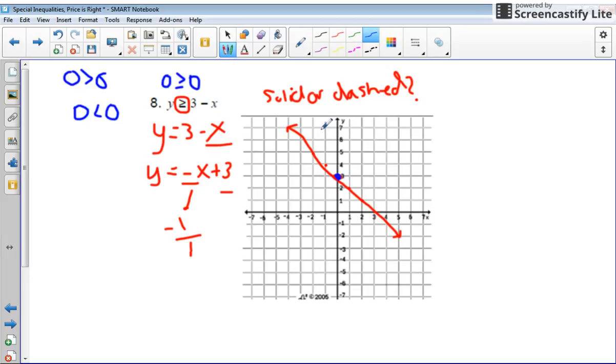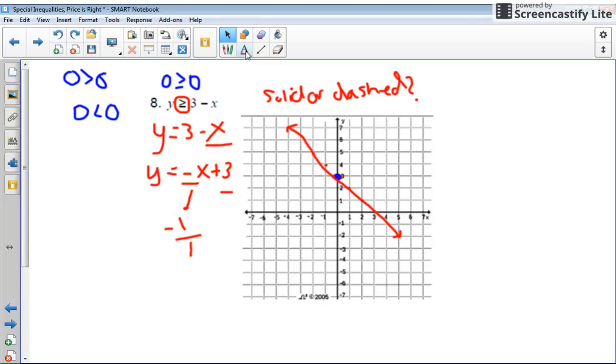And if they're possible solutions, that means we need to mark the line in some way that shows that, yes, anything on the line works. And we do that by just making it solid. If it didn't work, we would change this. We would make it a dashed line instead, which says that everything on one side of the line works, but things on the line itself do not work. They do not make the inequality true.